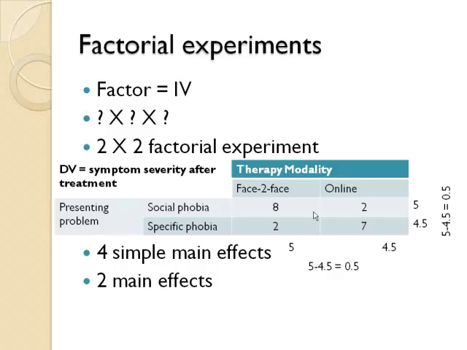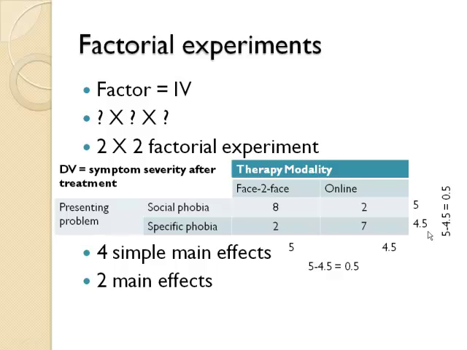Regardless of what type of therapy they received, I just want to know, in general, how did the folks with social phobia do? And the answer is, they did all right. 5. Well, they do better, they do worse. People with specific phobia, about the same, right? They did 4.5. So that's the main effect of presenting problem.